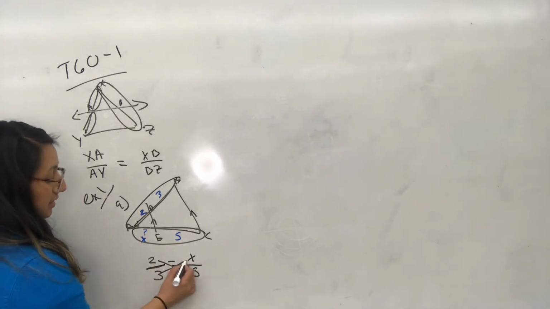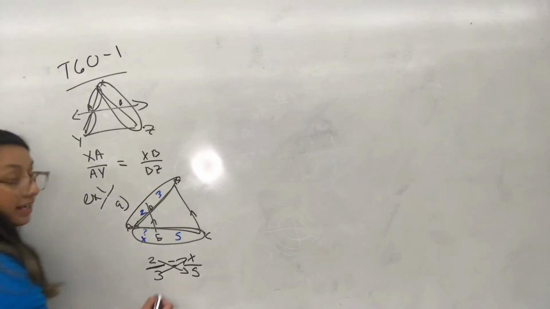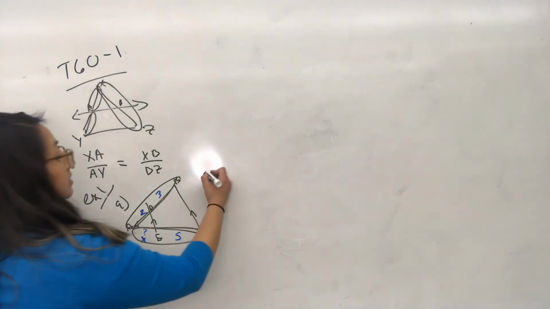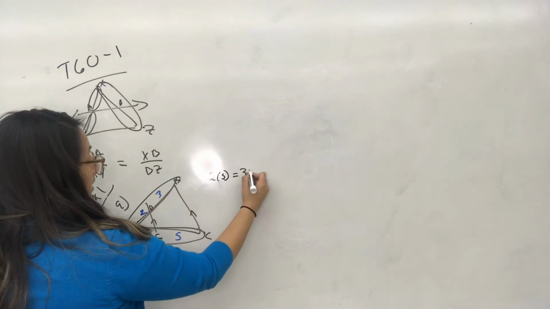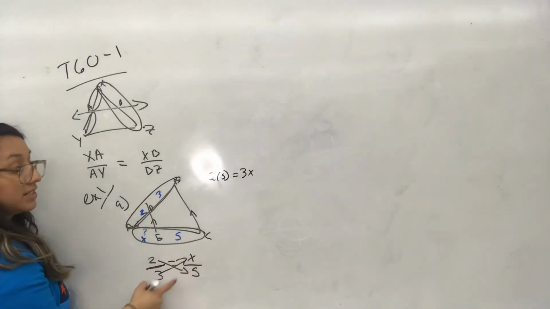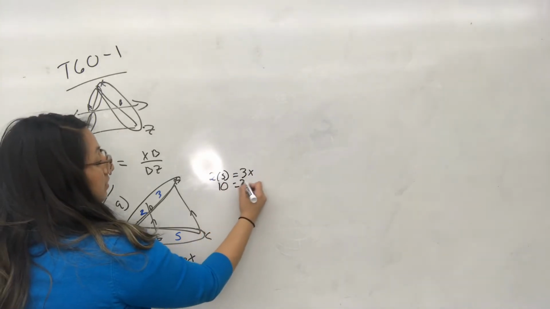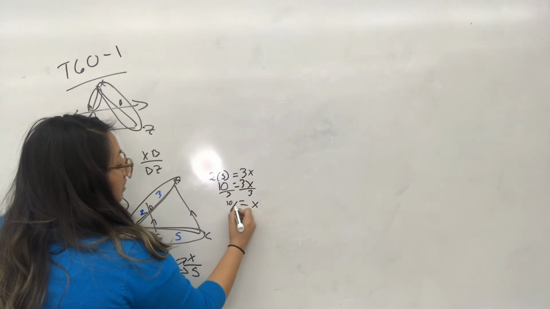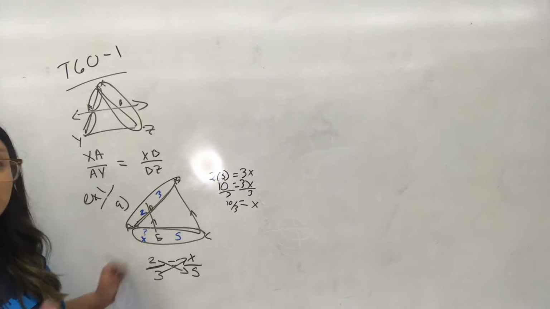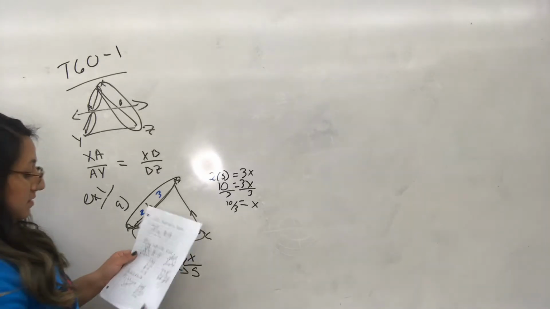Next step, you go ahead and cross multiply. So let's see if you can see it there. Yeah, you can see it. So 2 times 5 equals 3 times X. That's what cross multiplication is. So once you do that, you have 10 equals 3X, get the X by itself, and you get X is equal to 10 over 3. You don't have a perfect number, so therefore you just leave it like that.